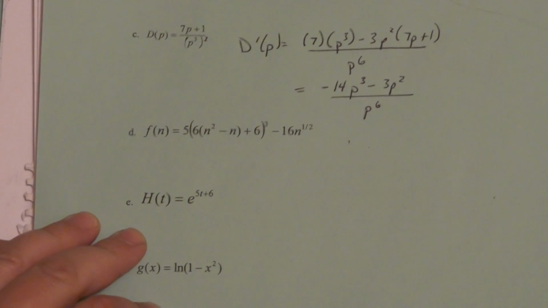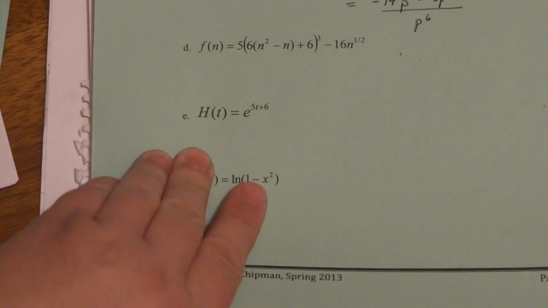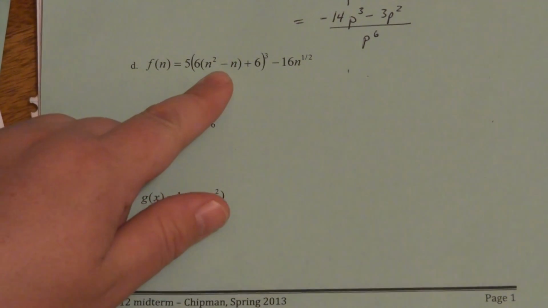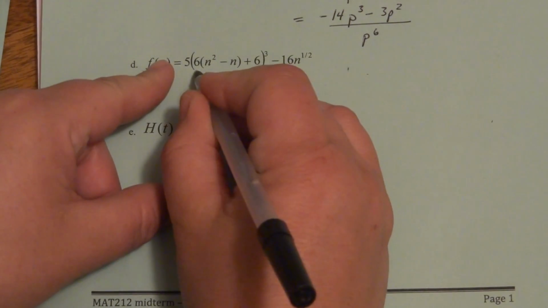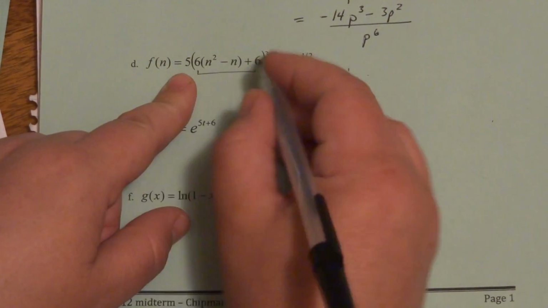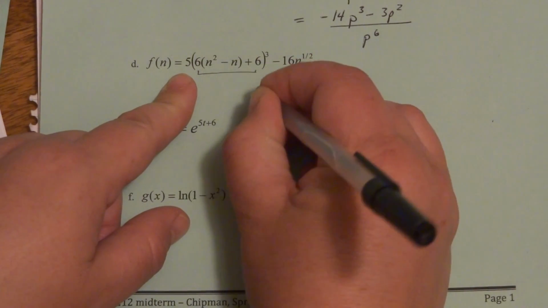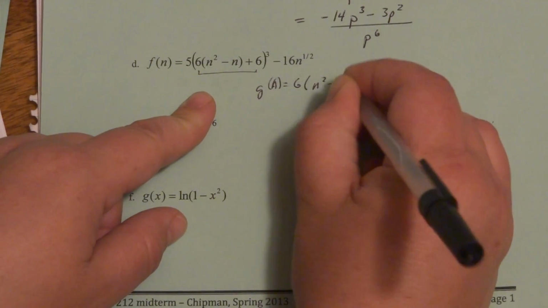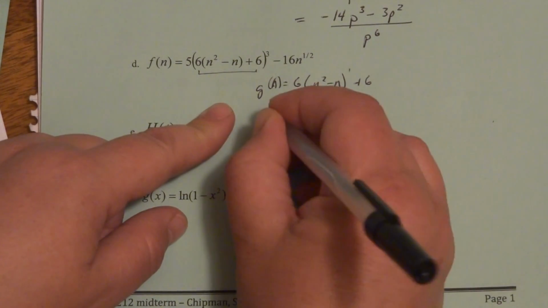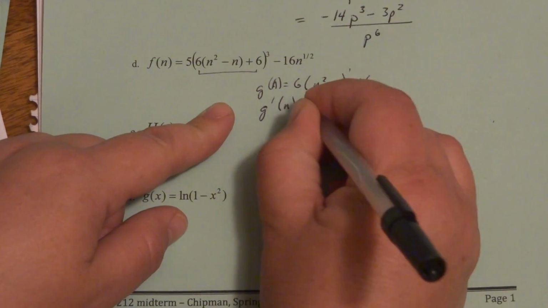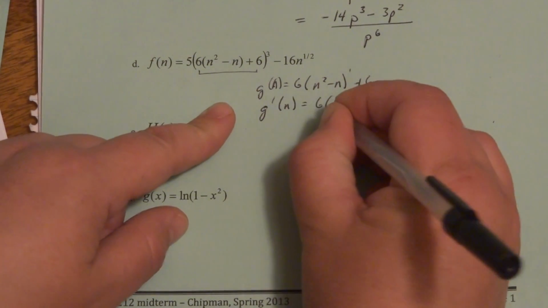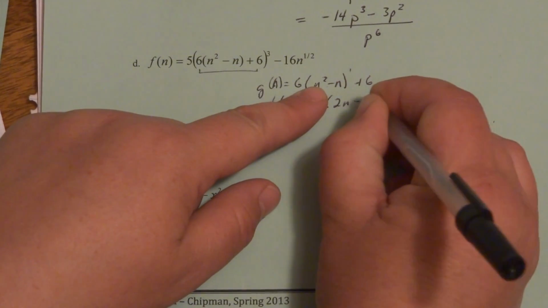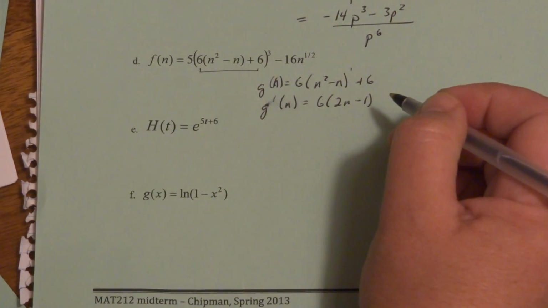Okay, and then the next one, a lot of people had some trouble on. I'm trying to move this in the screen on my computer so you can see it. Let me show you what the derivative of this piece right here is. So if I had some function g of n, 6 times n squared minus n plus 6, and I just want to take the derivative of that, well, the 6 is a constant coefficient, so it stays. N squared becomes 2n, minus n becomes negative 1, and then the plus 6 goes to 0.